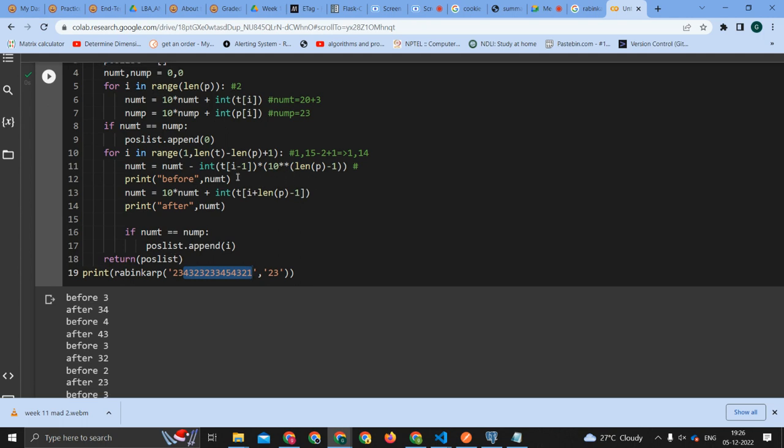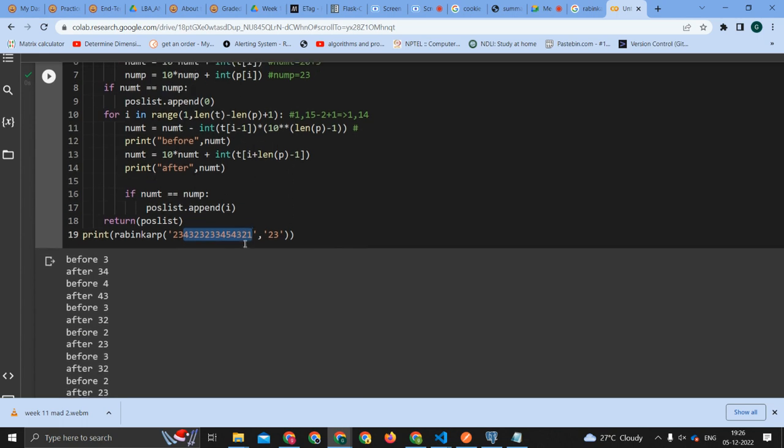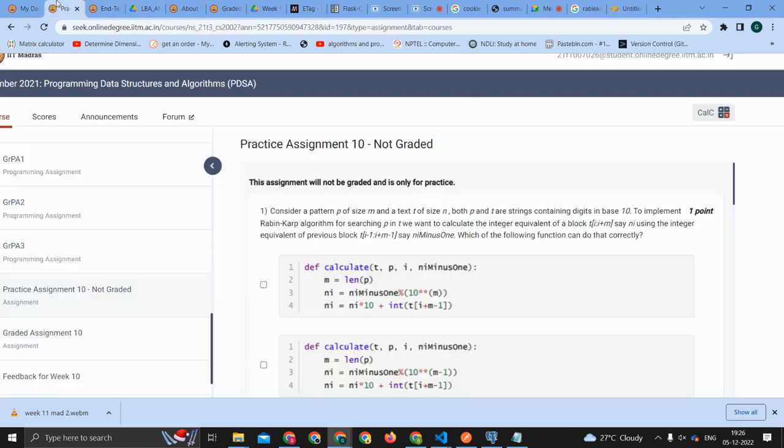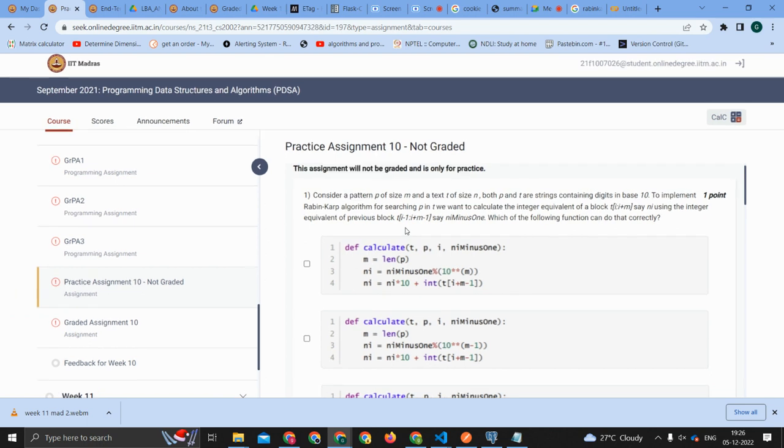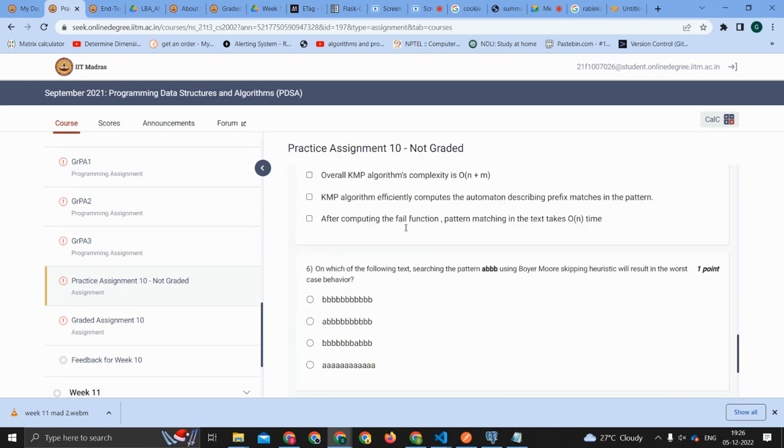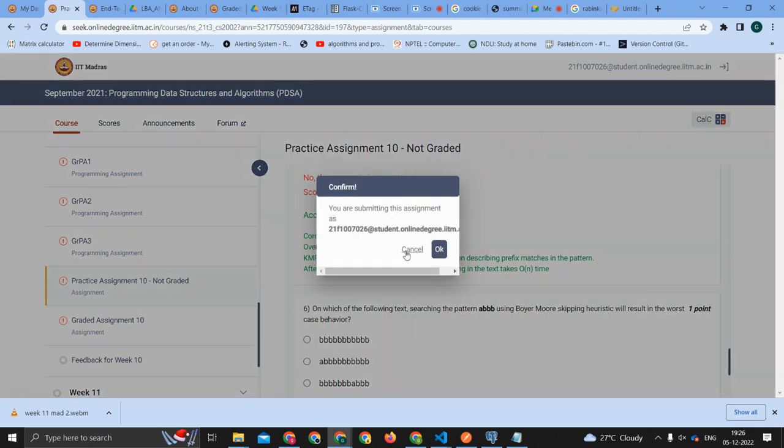But shall we move ahead here, Uma? We don't need to go deep into this, right? Because we need only the theory part. That's fine. Only the theory of how it is happening. Okay, let me just submit this one.